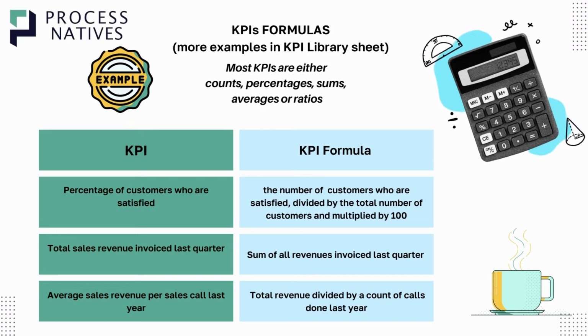Second example is total sales revenue invoiced last quarter. KPI formula would be again very simple. It's a sum of all revenues invoiced last quarter. Average sales revenue per sales call last year would mean that we need KPI formula to be total revenue divided by a count of calls done last year.